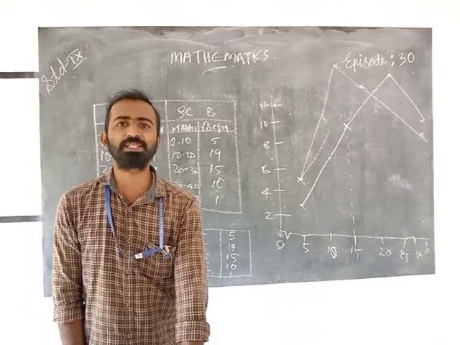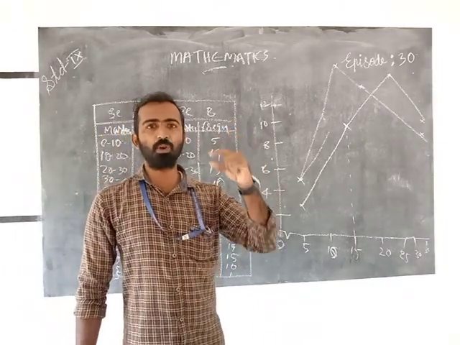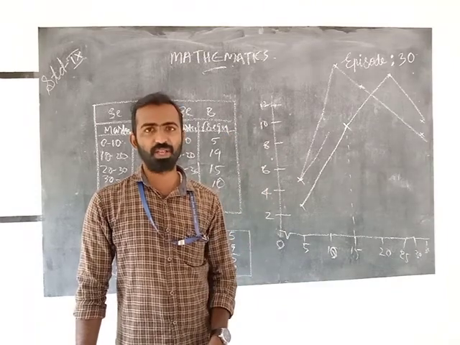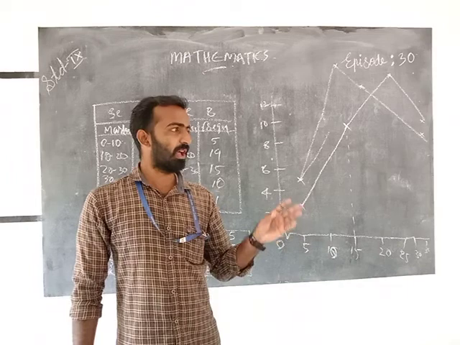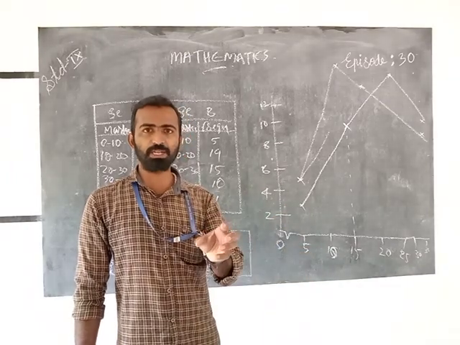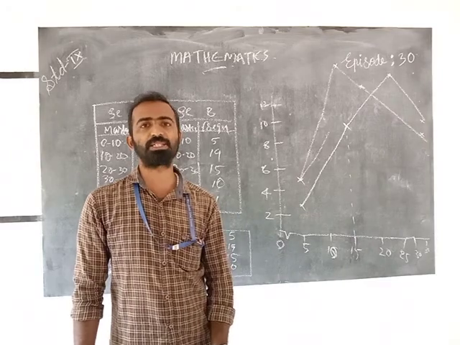Next, the class interval is 6.5. We want the same upper limit and lower limit, so we convert it. Then we find the midpoint of the class intervals, that is, lower limit plus upper limit divided by 2. We get the midpoint of the class.